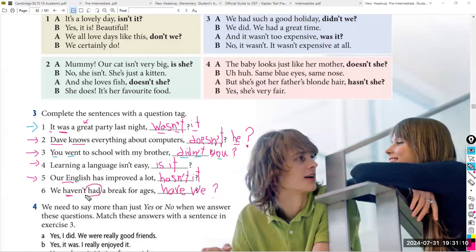Exactly. This is the main verb. Be careful, please. Thank you so much, Hiba. Now, I think you understood the question tag, didn't you?